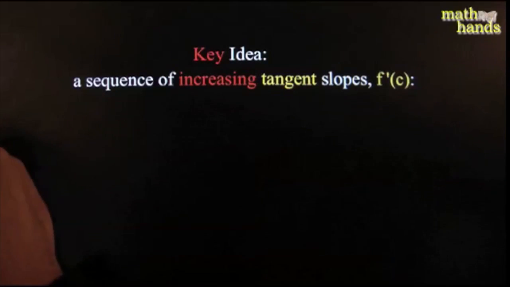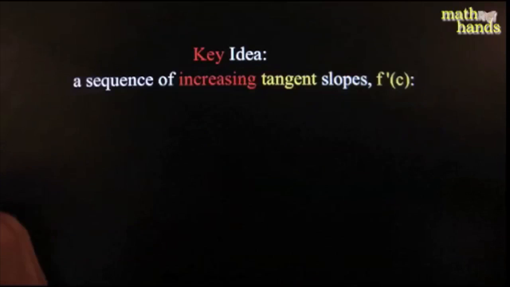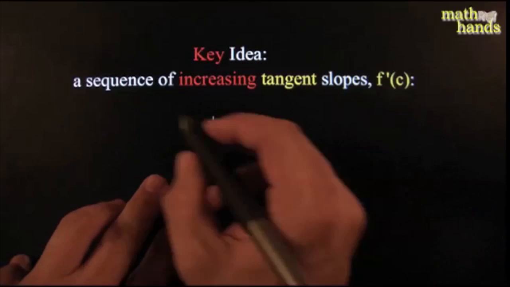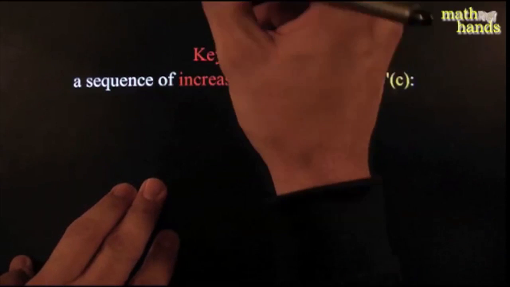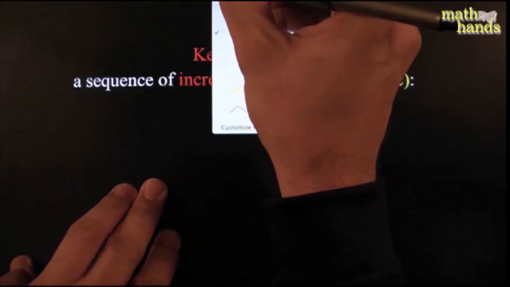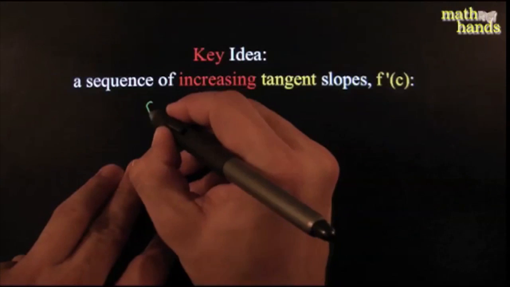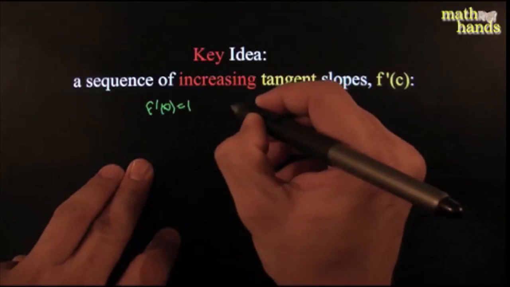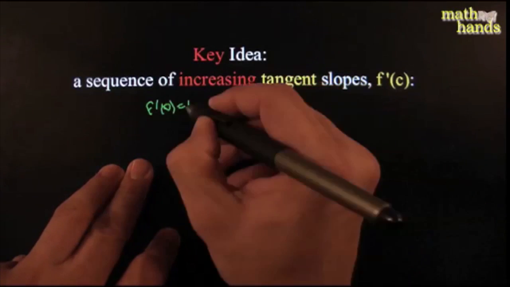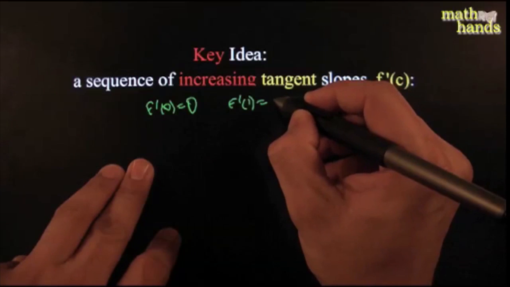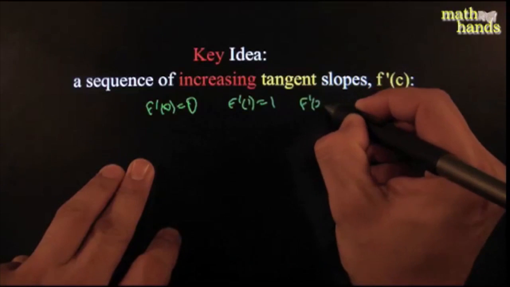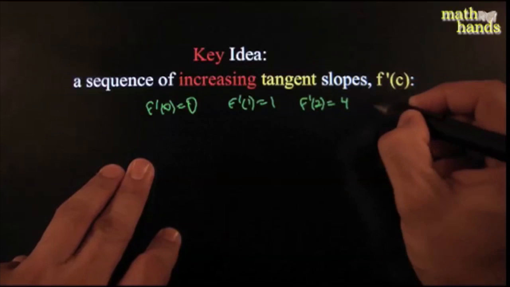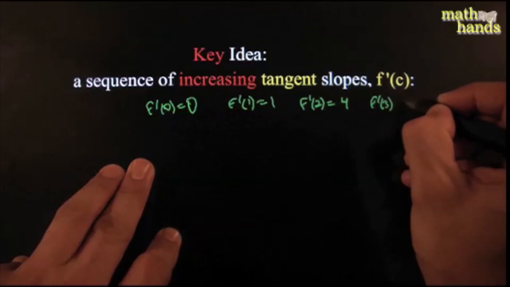See, these are just regular slopes. These are tangent slopes. If I have a bunch of them that are increasing, let me just draw some typical ones. Let me give you some f prime of, say, f prime of 0 is equal to 1, f prime of 1 is equal to, no, I'll just start off with 0, 1, f prime of 2 is equal to 4, f prime of 3 is equal to 10, whatever.